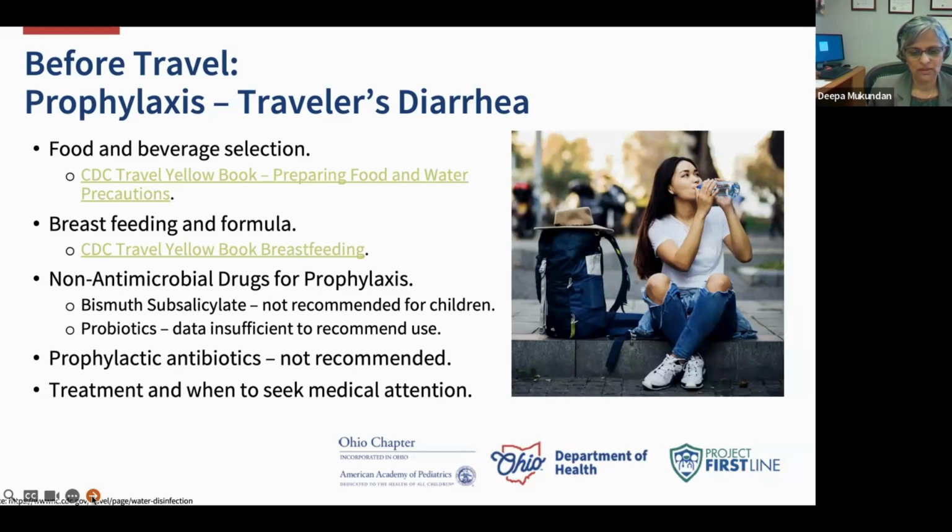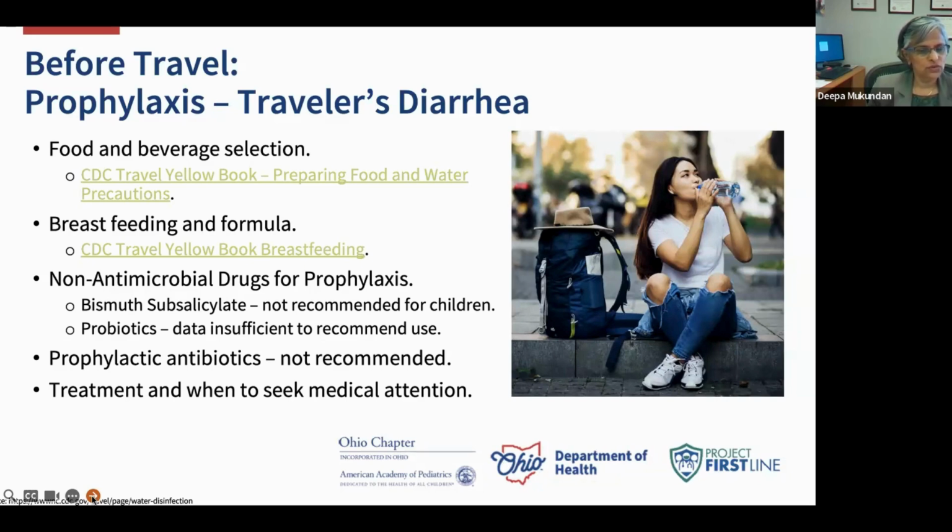For the most part, I tell my families, eat well cooked food that has not stayed outside for too long, and avoid as much as you can salads and fresh vegetables unless you know the source. In terms of fruits, if you are peeling the fruit yourself, great, you can have it, like bananas and oranges, but fruits that are unpeeled may have a higher risk for contamination.